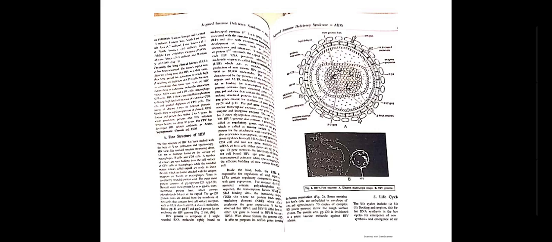The genome contains 3 structural genes, GAG, POL and ENV, that contain the information for making structural proteins for the new virion. The GAG gene encodes for synthesis of core proteins P24 and P17. The POL gene encodes for reverse transcriptase enzymes, the P10 protease enzyme and the integrase enzyme. The ENV gene encodes for the 2 outer glycoproteins GP41 and GP120.